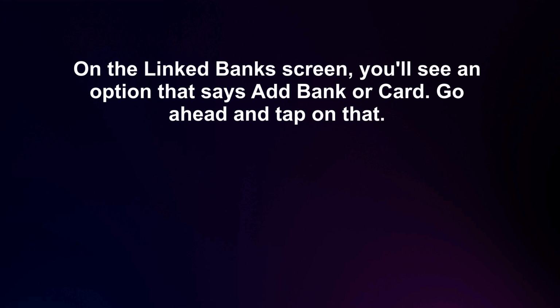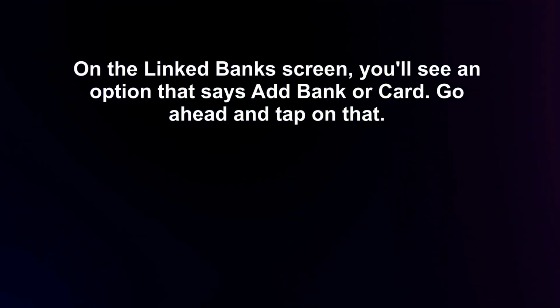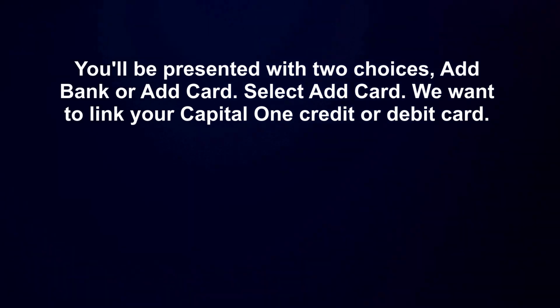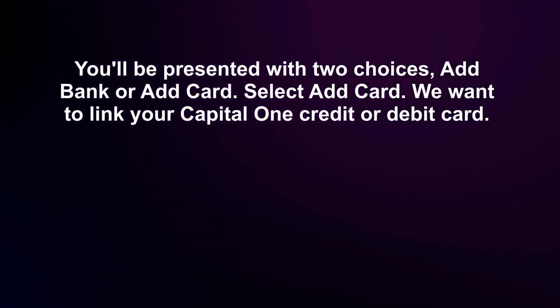Tap on it. On the Linked Banks screen, you'll see an option that says Add Bank or Card. Go ahead and tap on that. You'll be presented with two choices, Add Bank or Add Card. Select Add Card. We want to link your Capital One credit or debit card.